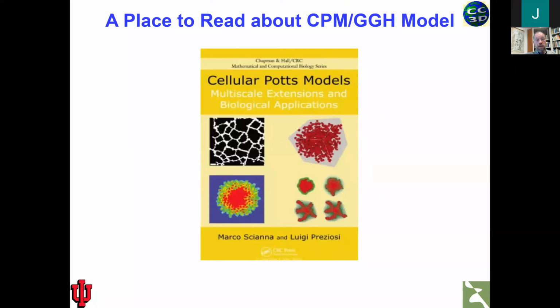Unfortunately, there isn't a good textbook available about this kind of modeling. The closest thing we have is this book from several years ago by Scianna and Preziosi, which gives a good introduction to a lot of the ideas we're going to cover. It's a little bit out of date now. Some of the modeling methodologies they discuss are not quite up to date, but as a reference, it's useful.